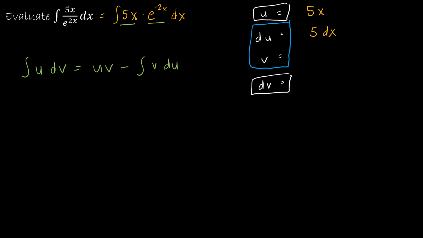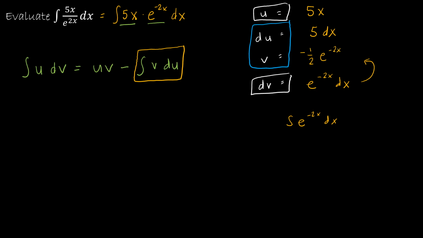And again, I'm doing that because I want this guy to be as simple as possible. And just having this constant in here makes it easy, which means I only have to deal with v. So let's see what v is going to be. If 5x was u, then dv is e to the negative 2x dx. So now I have to integrate. Remember, to get from here to here, I'm just going to take the integral of e to the negative 2x dx, and that would give me negative 1/2 e to the negative 2x.